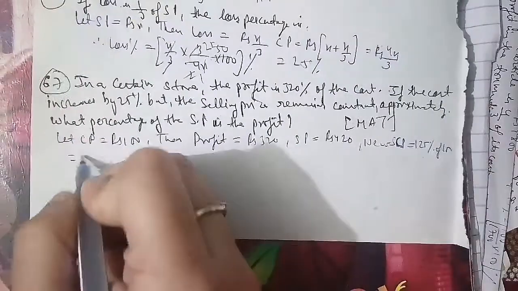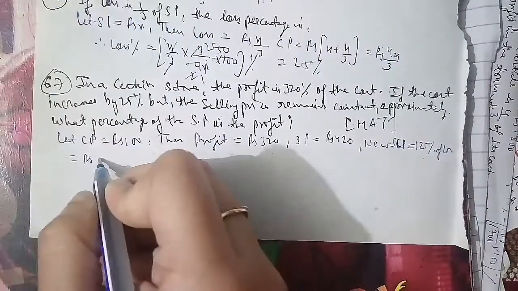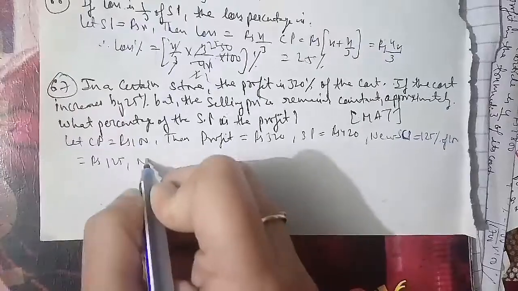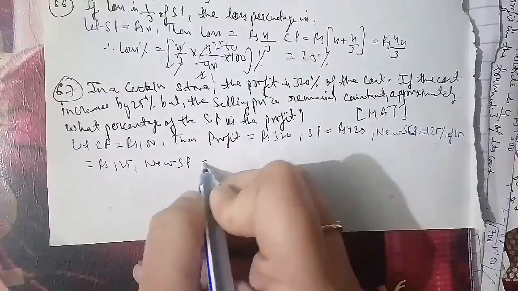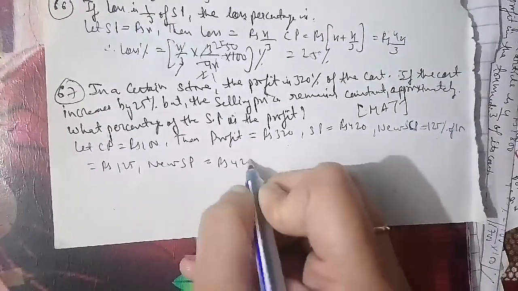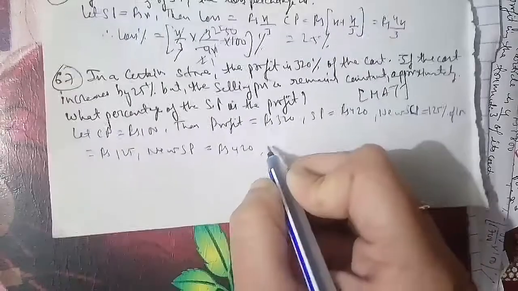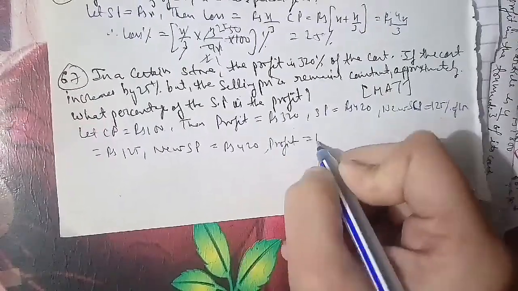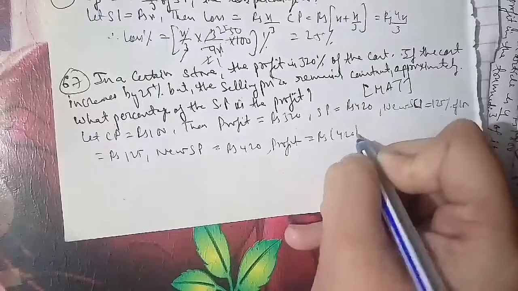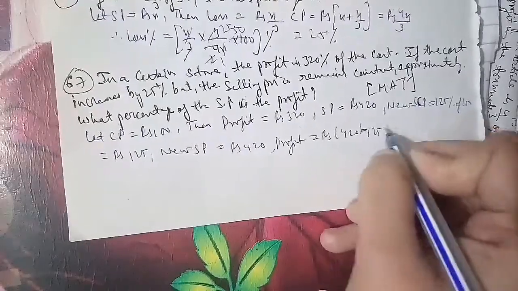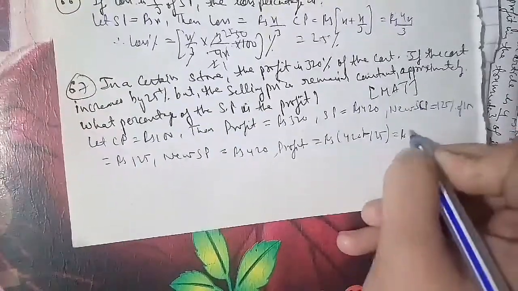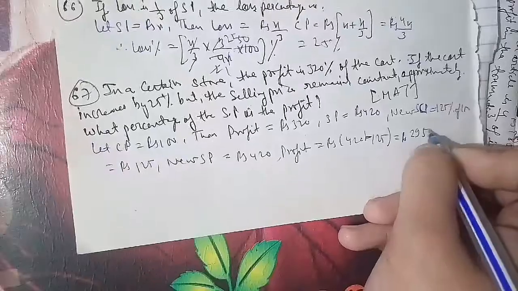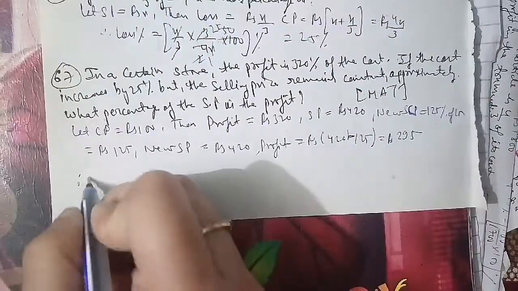Now we'll find our required percentage here. So required percentage is equal to 295 upon 420 into 100%, which is equal to 1475 upon 21%, which is equal to 70% here. That we have as an answer.